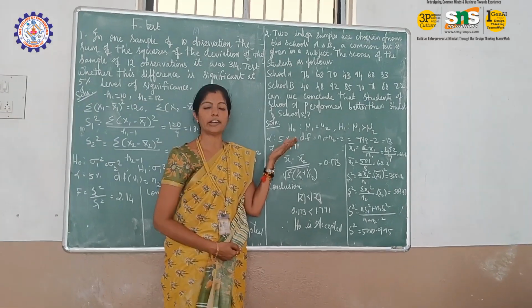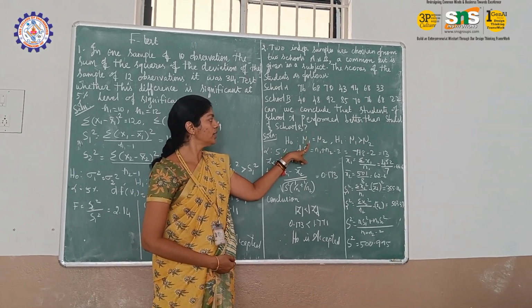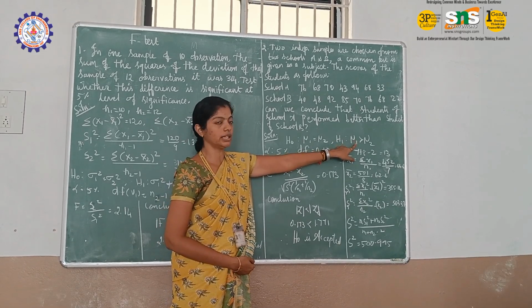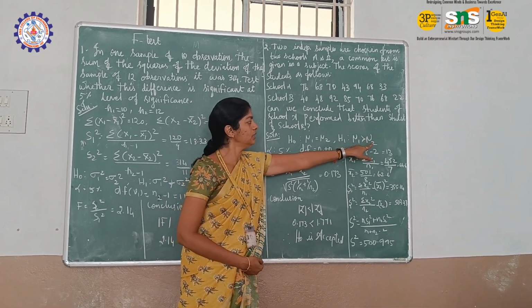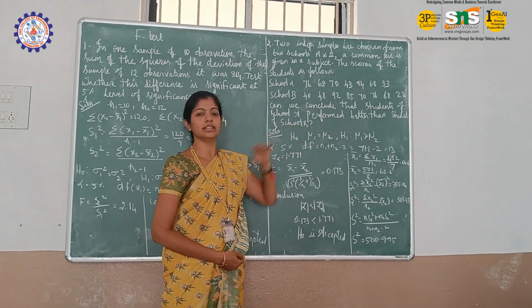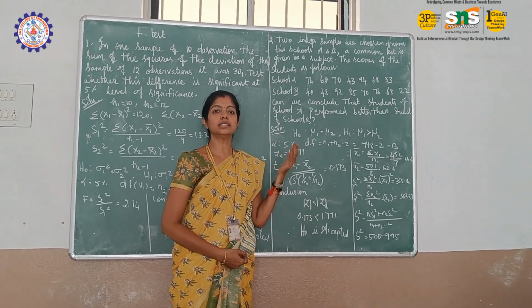For that we have to make H0 and H1. H0 is mu1 is equal to mu2. Then H1 we have taken as mu1 is greater than mu2. So this is a single tail type. Whenever we have greater than or less than words, we have to take that as a single tail problem.